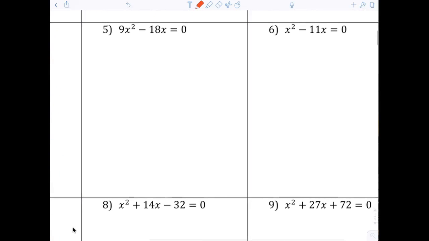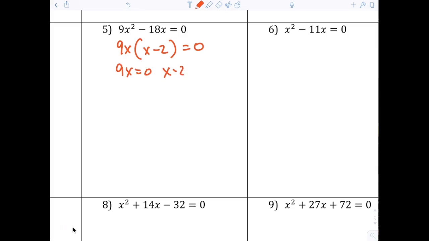Now, everybody look at number 5. What do I want you to notice on number 5? There's a common 9x. Yes, you have to factor out a GCF, and that GCF is 9x. So then you have x minus 2 equals 0. Setting the factors equal to 0, 9x equals 0, x minus 2 equals 0. So x equals 0 or x equals 2. Everybody good? Pretty easy.